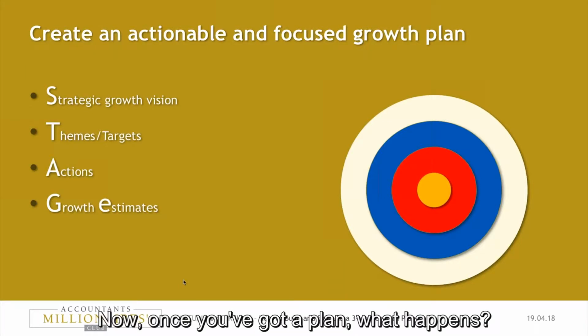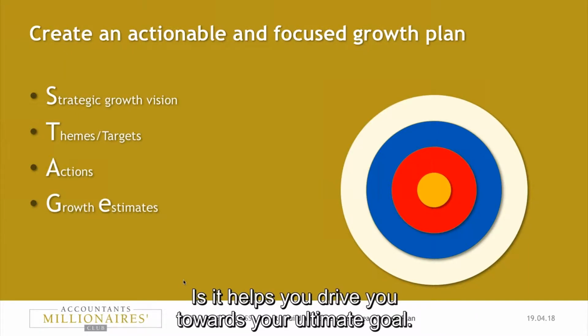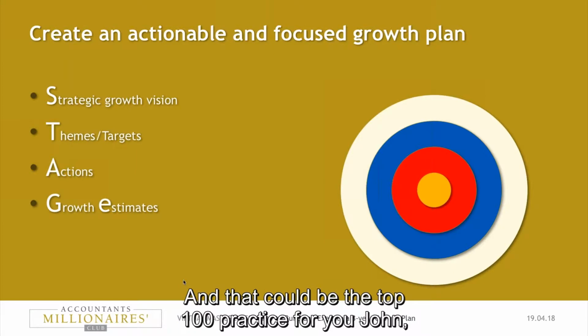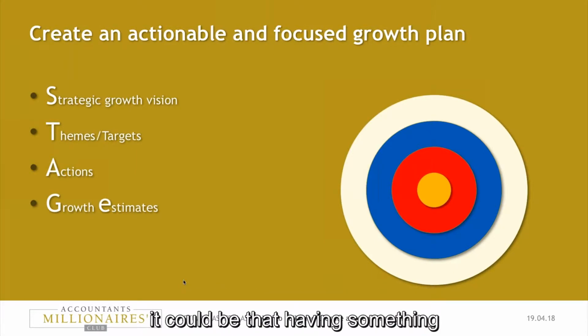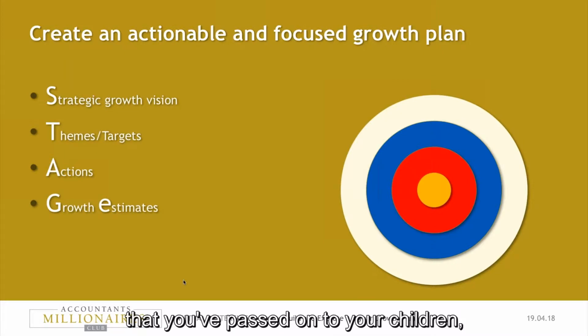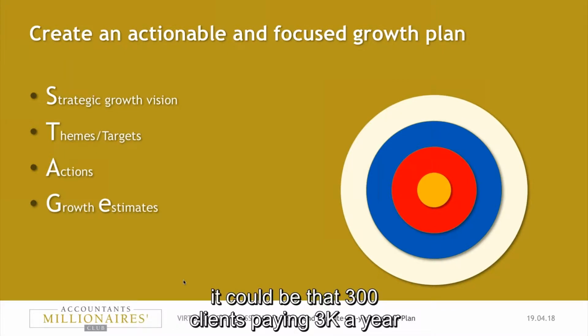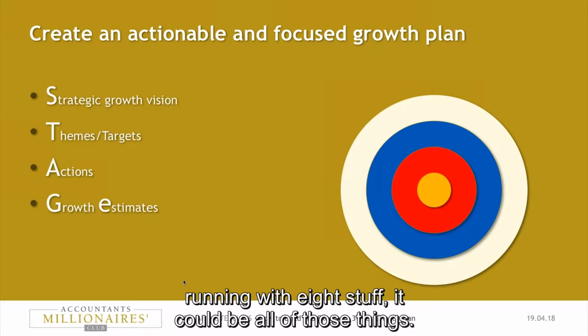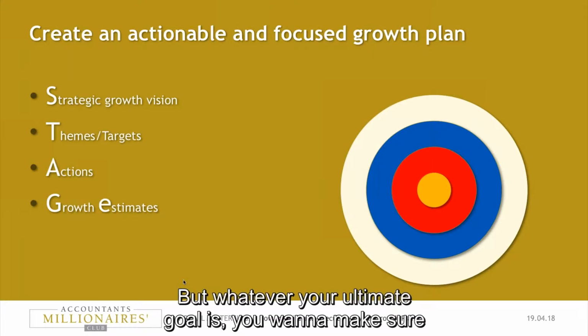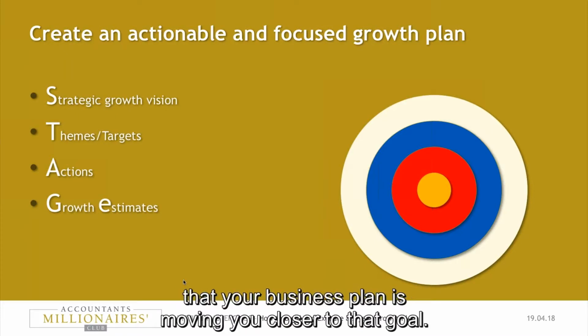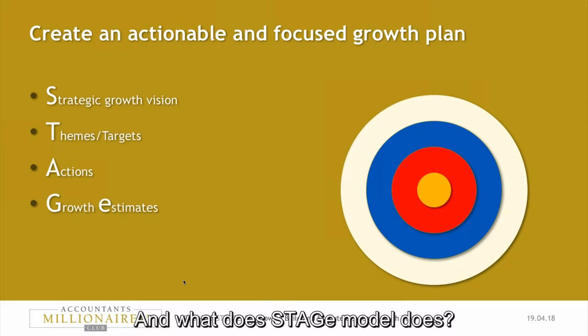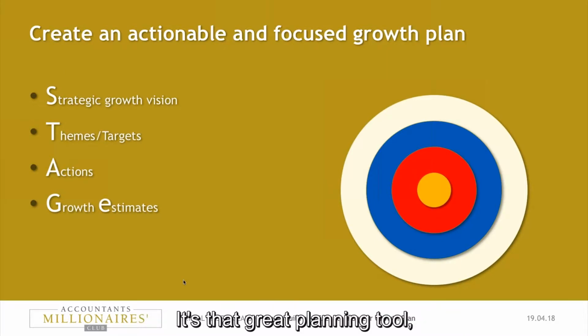Now, once you've got a plan, what happens is it helps drive you towards your ultimate goal. And that could be the top 100 practice for you, John. It could be having something you pass on to your children. It could be 300 clients paying 3K a year running with 8 staff. It could be all of those things. But whatever your ultimate goal is, you want to make sure that your business plan is moving you closer to that goal. And what the stage model does, it's that great planning tool.